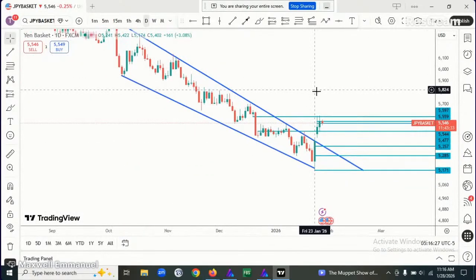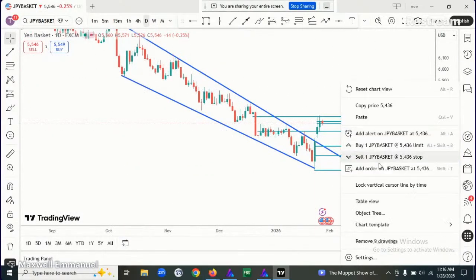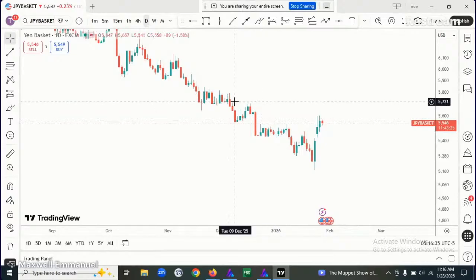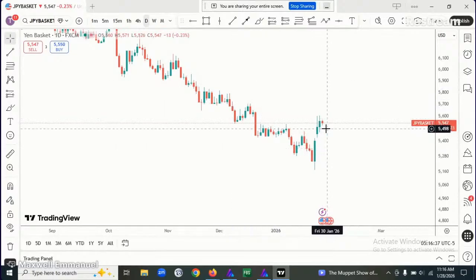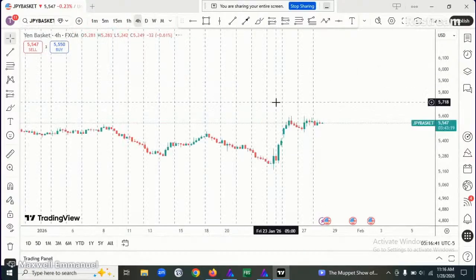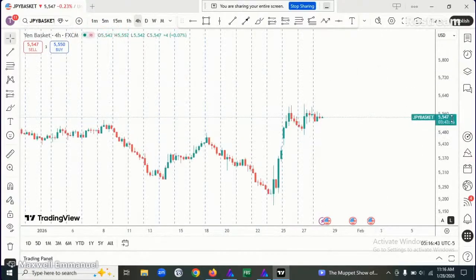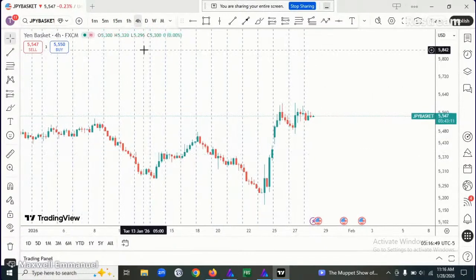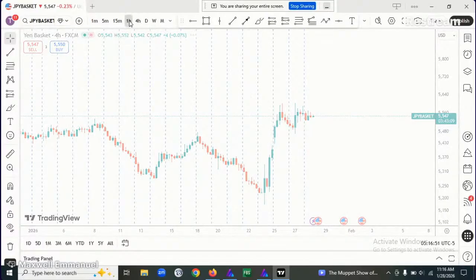Okay, cool. So you can see the structure is still bearish. So if today's candle closes bearish, then we'll be looking for opportunities to sell the yen. You can see yen has been in a range, kind of, but we're looking for a sell opportunity on yen.